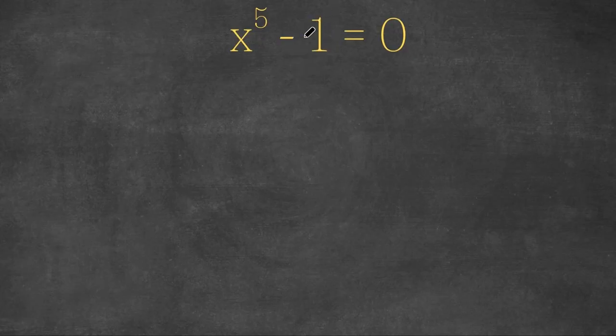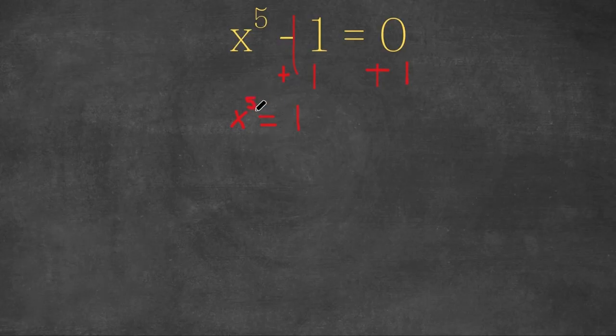So to do that, we need to get it to the other side, and how we're going to do that is we're going to add 1 on both sides. So these two would cancel out because negative 1 plus 1 is 0, so this would leave us with x to the power of 5 equals 0 plus 1, which is 1. So now that we have this, we want to get rid of this exponent here. We just want to get x by itself because that's our goal, finding the value of x, right?